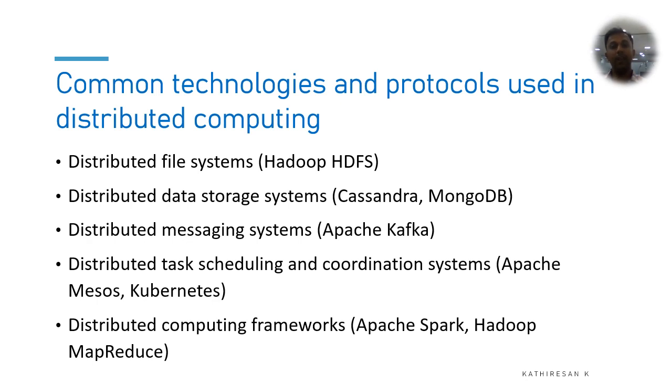These systems allow you to manage and allocate resources across multiple computers, ensuring that tasks are completed efficiently and effectively. Finally, for distributed computing frameworks, Apache Spark and Hadoop MapReduce are two popular options. These frameworks allow you to process large amounts of data in parallel across multiple computers, making it easier to scale your data processing as your needs grow. So these are the basic concepts which come under distributed computing.